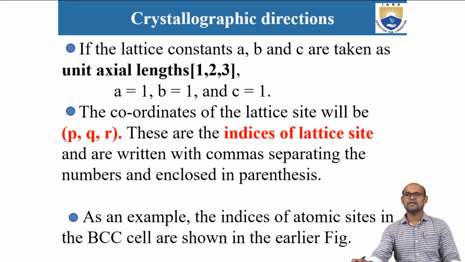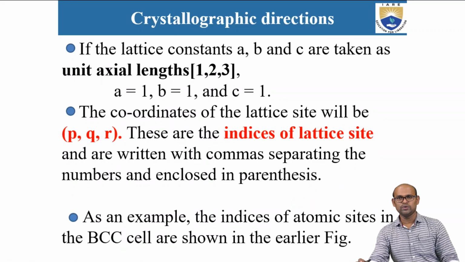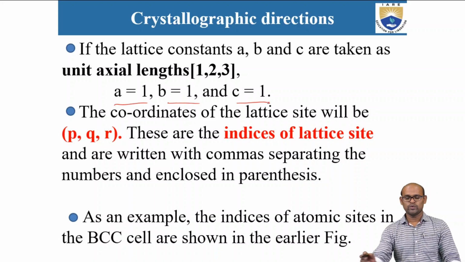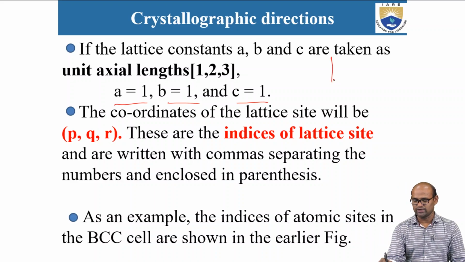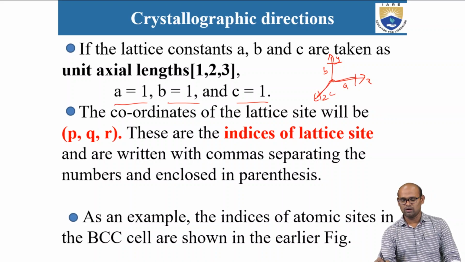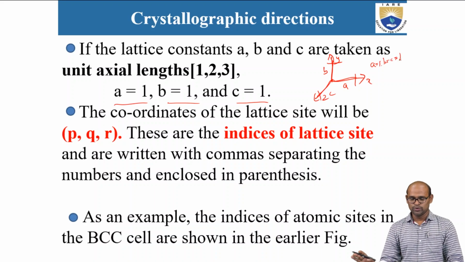Okay, so if the lattice constants A, B, C are taken as unit axial lengths, that means A equal to B equal to C equal to 1. If I draw the crystal axes x, y, z, the axial length along x is A, along y is B, along z is C, and all of them are of unit magnitude. So A is equal to B is equal to C is equal to 1, unit axial lengths.